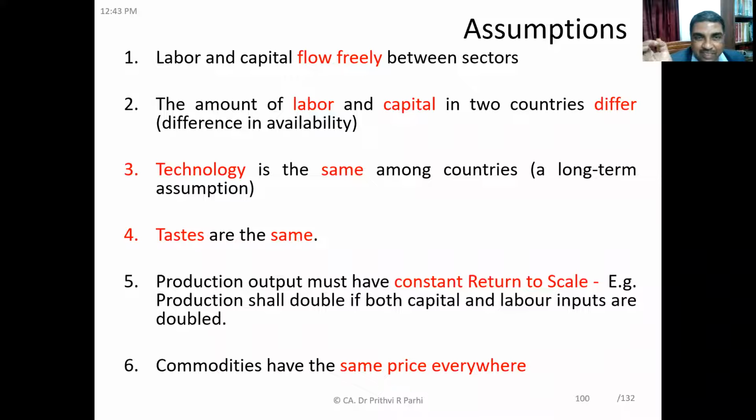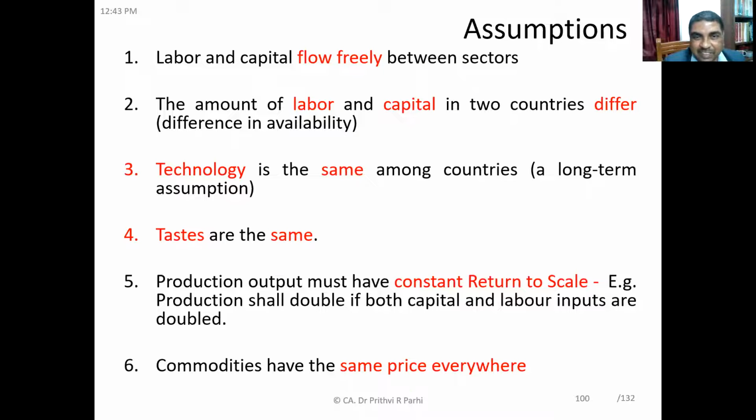Now, the second assumption is that the amount of labor and capital between two countries differs. Only then can you draw a conclusion about what is abundantly available in which country. Assuming they are different, we can conclude that labor is abundantly available in this country and capital is abundantly available in some other country. So the availability amount should be different.